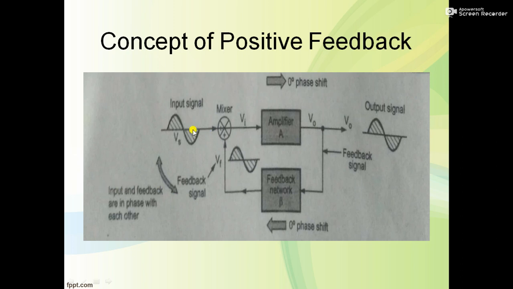The input Vs and the feedback voltage Vf are both in phase: positive with positive, negative with negative, so there is no phase shift, a 0-degree phase shift. In the amplifier also, there is a 0-degree phase shift between output signal and input signal. In the feedback path also, there is a 0-degree phase shift between output signal and input, and between input and feedback signal. So this is the concept of positive feedback.